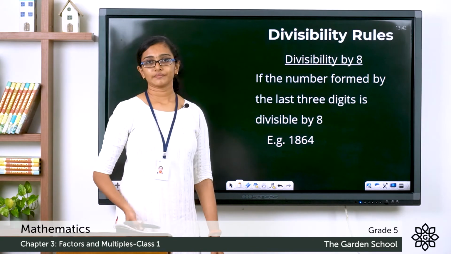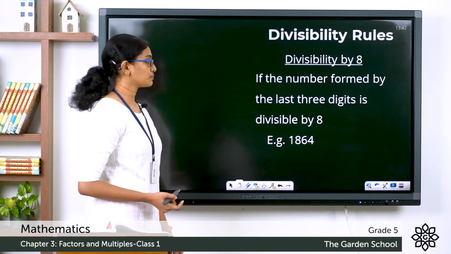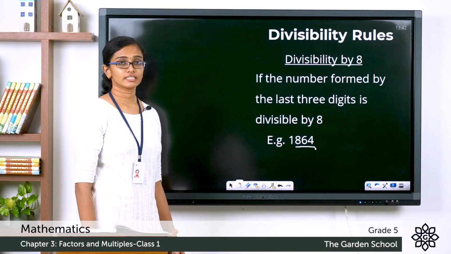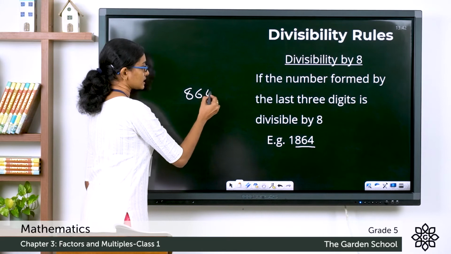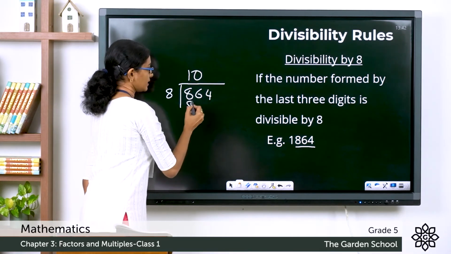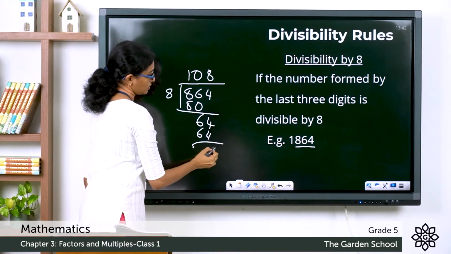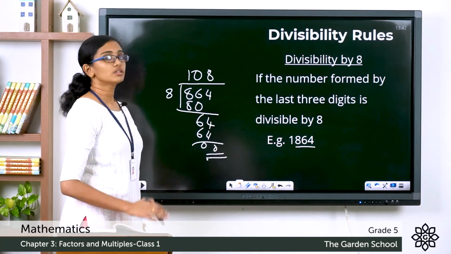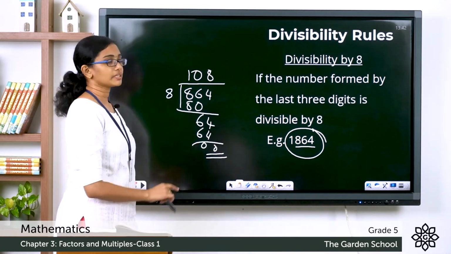Now, let's see the divisibility by 8. If the number formed by the last 3 digits is divisible by 8. See, what is the number formed by the last 3 digits in this example? It's 864. Let's see if 864 is divisible by 8. You know, 8 tens are 80. 8 eights are 64. So, yes, 864 is completely divisible by 8. So, we can say this whole number 1864 will be divisible by 8.